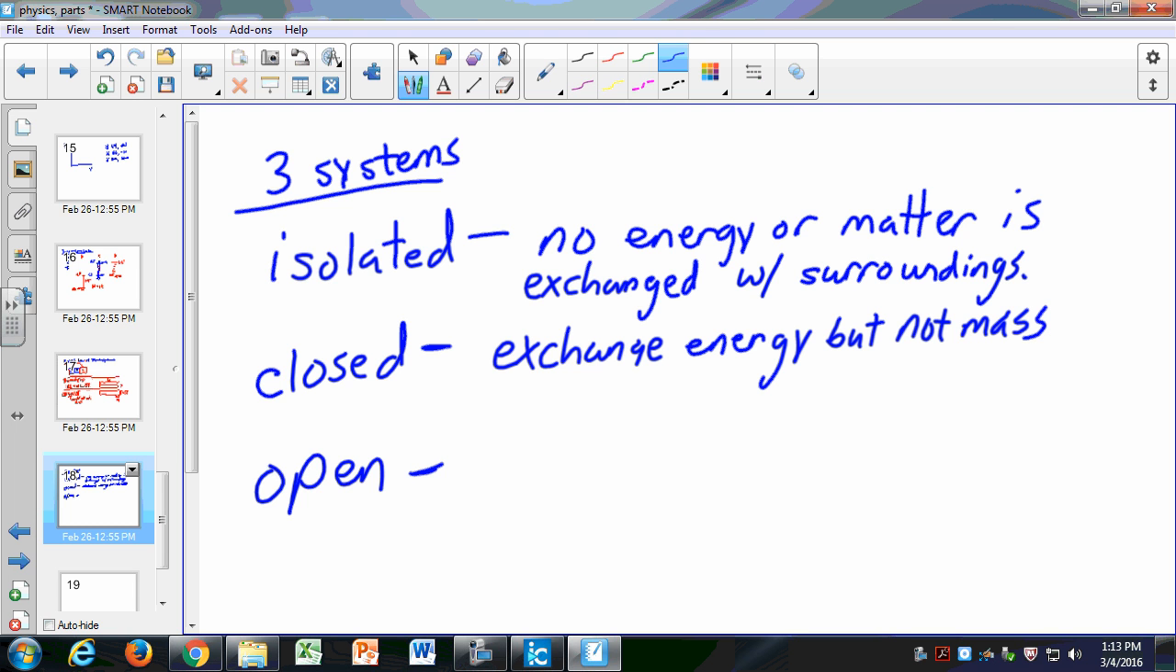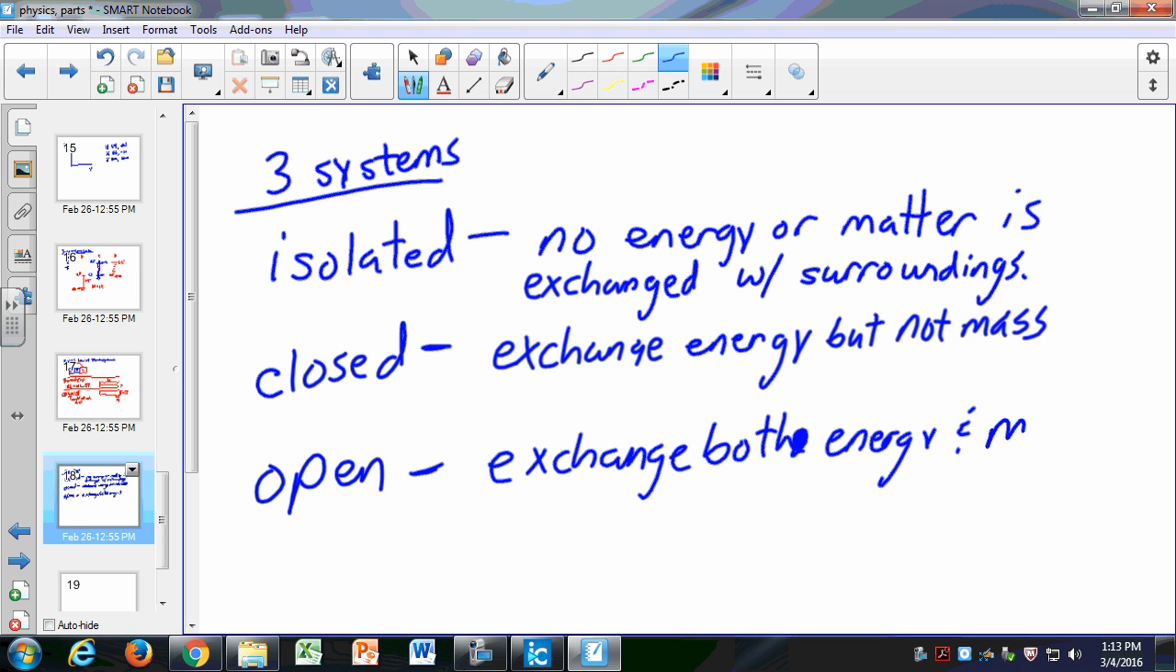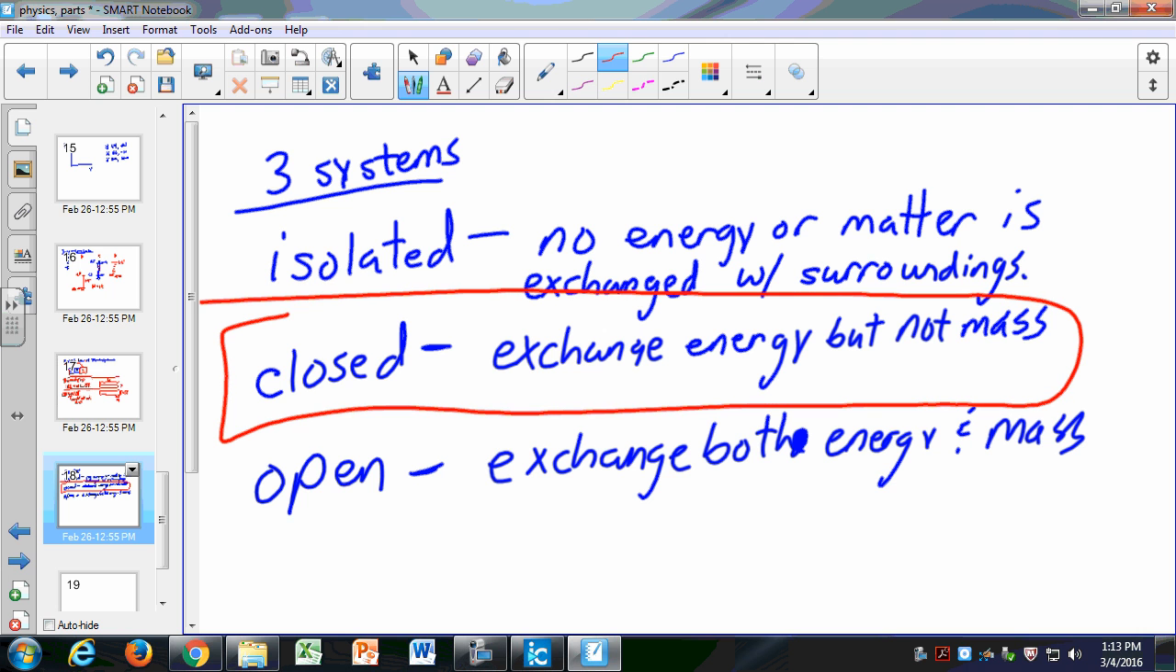And in an open system, you can exchange both energy and mass. And the really important one for us is this middle one, the closed system. Because as we work with PV diagrams, we'll have systems of gas where we put energy into those systems, or we take energy out of those systems, but we don't change any of the mass. And that's our work, our PV diagrams that we dealt with last time.